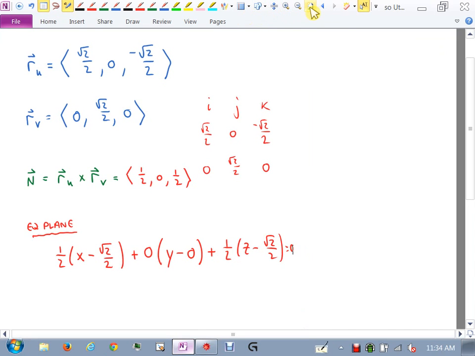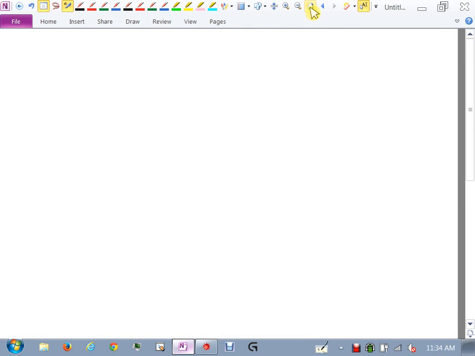Well, the good news is that I actually know the vector function for the unit sphere. We've been using it for the last example. It was r of u, v equals sine u cosine v, sine u sine v, and cosine u.